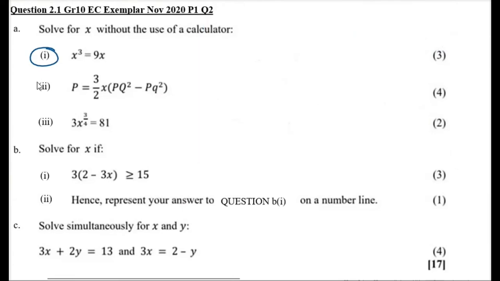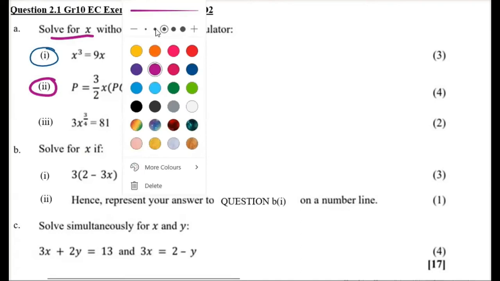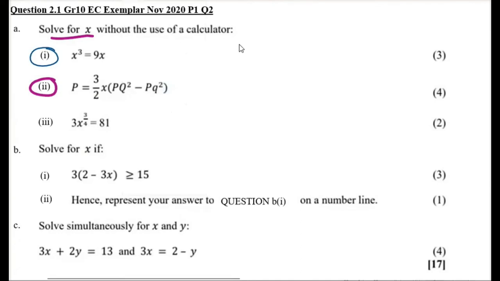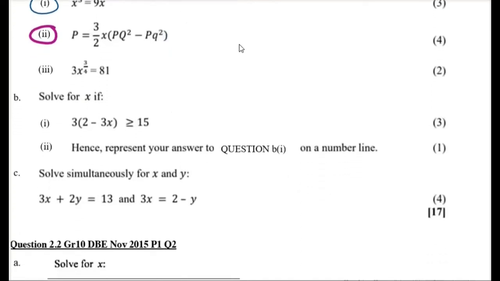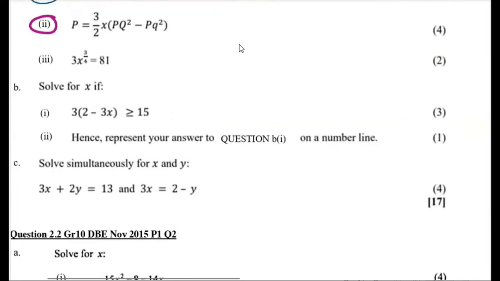So let's have a look at number 2. Remember, they've said solve for x, and that means they basically want us to get x on its own. Okay, so solve for x means get x on its own. So this is one of those literal equations. The reason why they call them literal is because they've got lots of letters in them. I need the x, so I'm putting a little dot underneath the x. I need the x to be on its own.